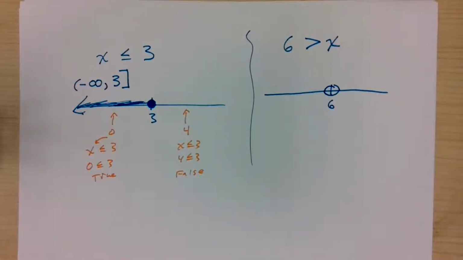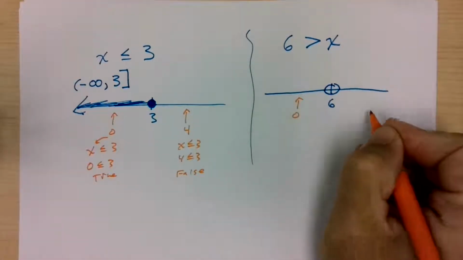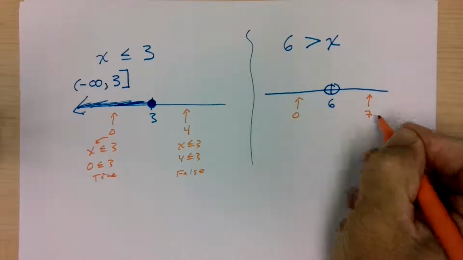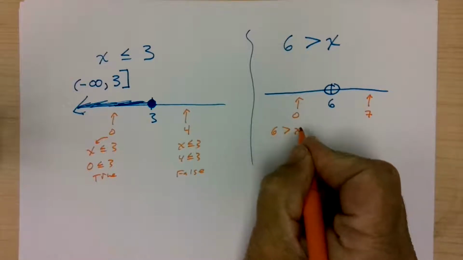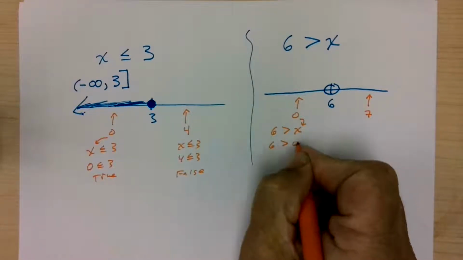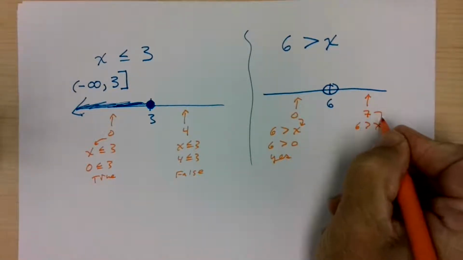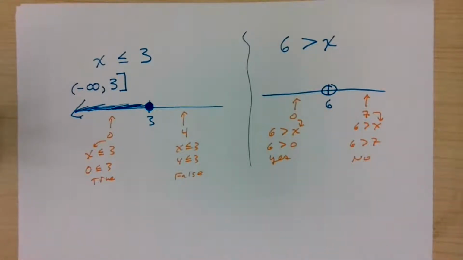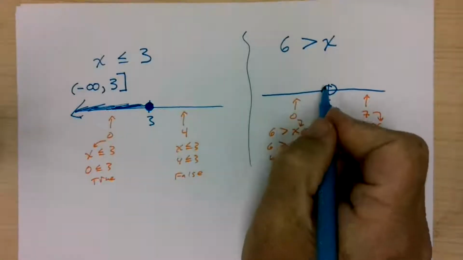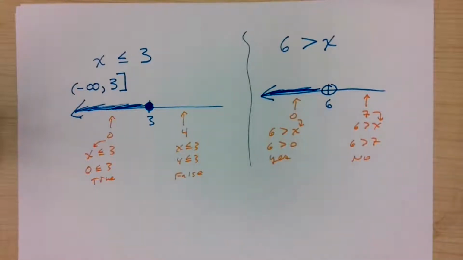I want to test numbers on both sides. So we'll test a number to the left of 6. 0 is to the left of 6. To the right of 6, I'm going to choose 7. So I'm going to plug these in to see if they're true or false. 6 is greater than x, plug in a 0 for x. 6 is greater than 0, yes, that's true. Plug in 7 for x. 6 is greater than 7, that's no. So we're going to shade to the left, towards the yes side. That is the graph solution, graphing your solution set on a number line.